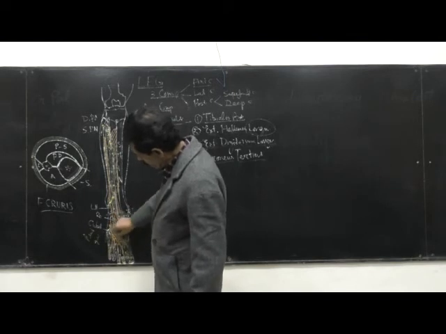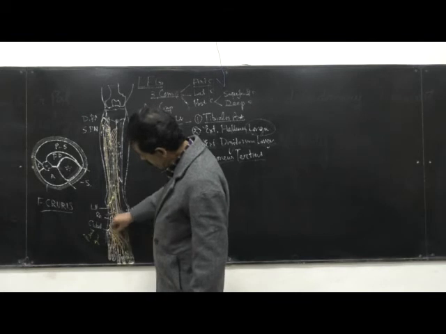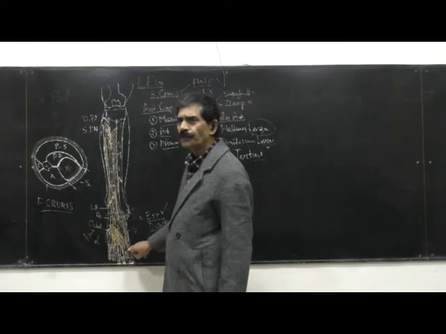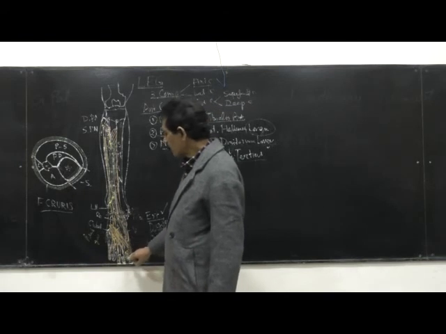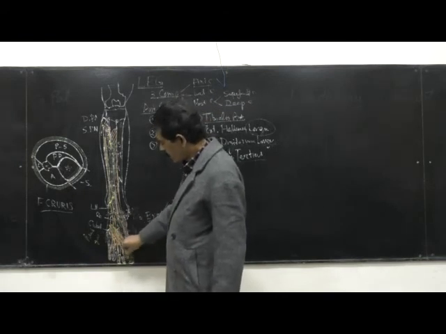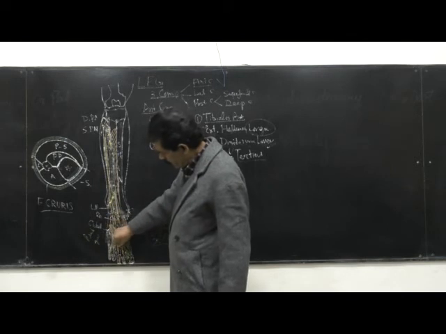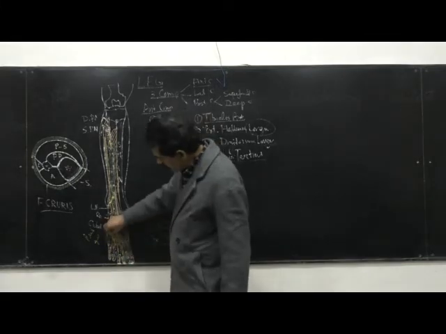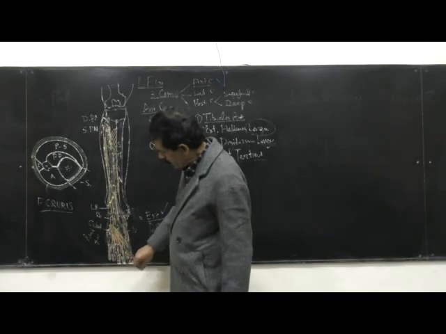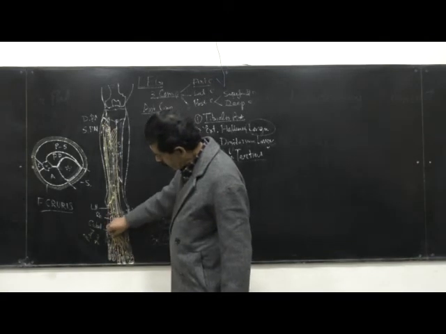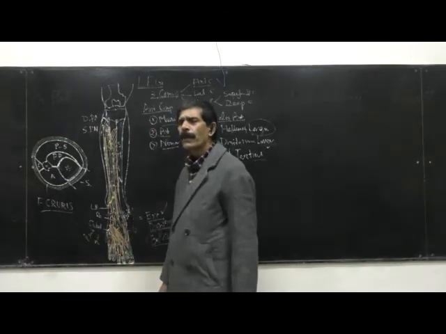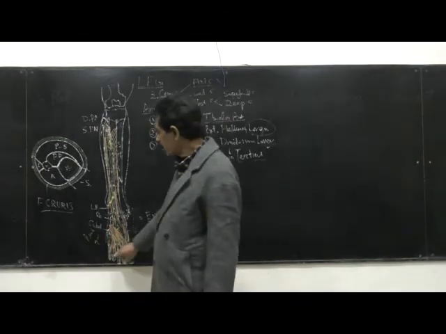As the name is digitorum, so it will divide into 4 slips. And every slip, the first slip will go to the great toe, and it will be inserted on the proximal phalanx. The second slip will go into the first finger, and it will be inserted on the middle phalanx. Then the third will go to the second finger, and the fourth and last tendon of this muscle will go into the third finger and inserted on the middle phalanx.